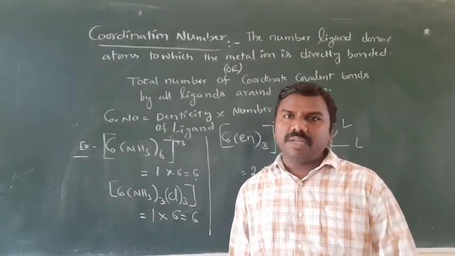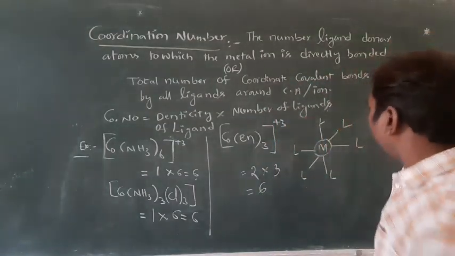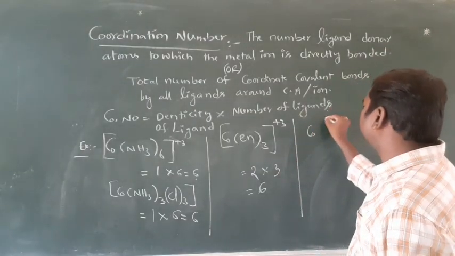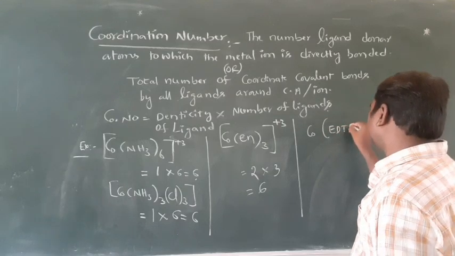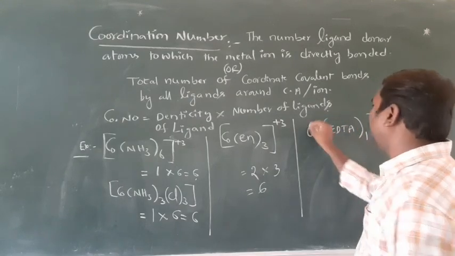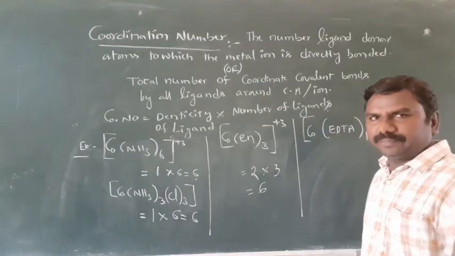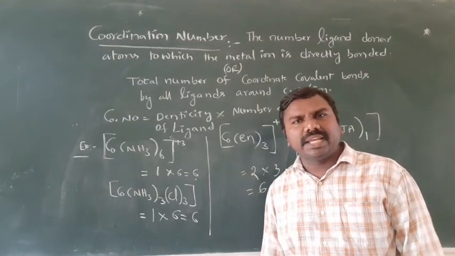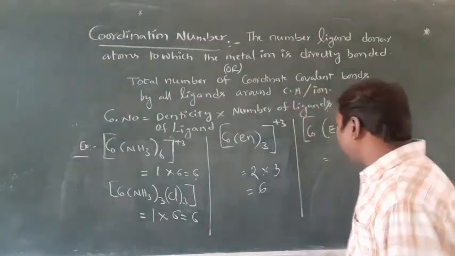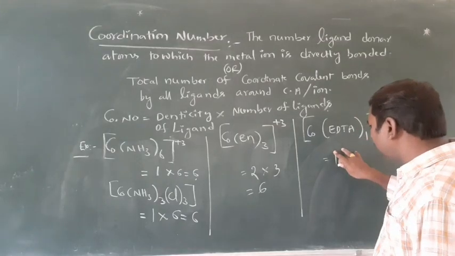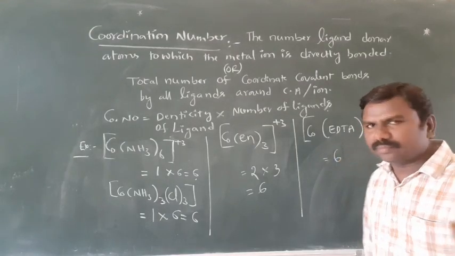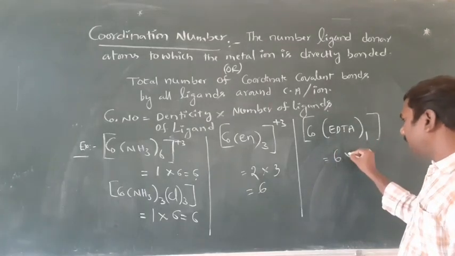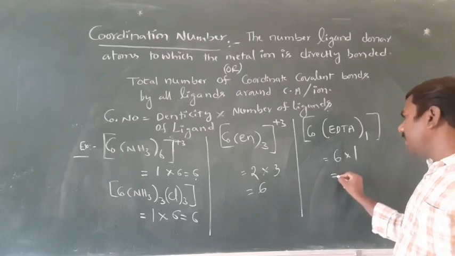Next example, EDTA we will observe. If you observe [Co(EDTA)], only one I am taking here. Cobalt is the central atom. EDTA is a hexadentate ligand, 6 bonds. Hexadentate means denticity equals 6. Total ligands are only one EDTA molecule. Total number of ligands 1, totally 6.